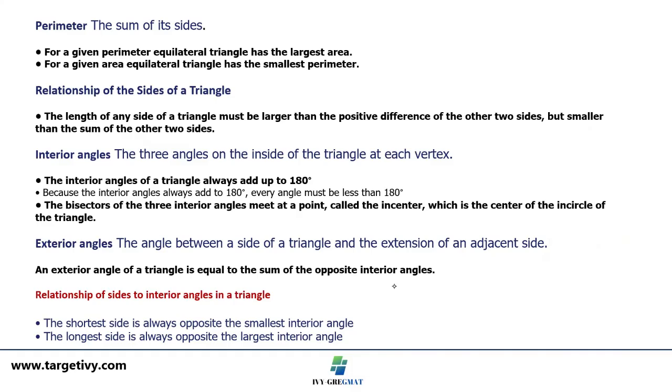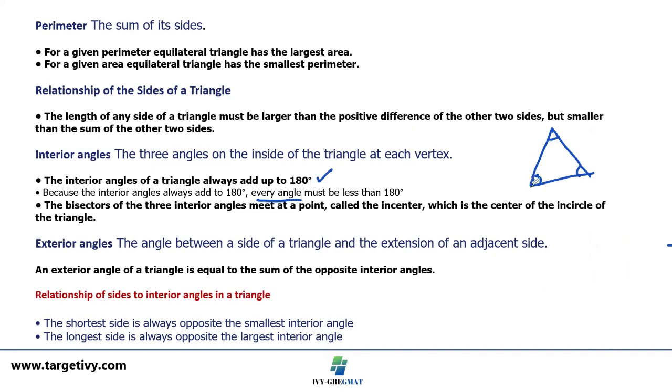The interior angle. Three angles on the inside of the triangle at each vertex. So if I draw a triangle like this, these are the interior angles. The interior angles will add up to 180 degrees. If they add up to 180 degrees, every angle must be less than 180 degrees.